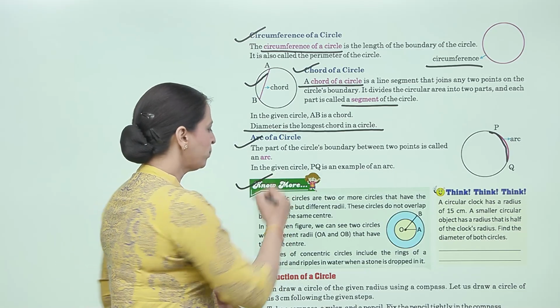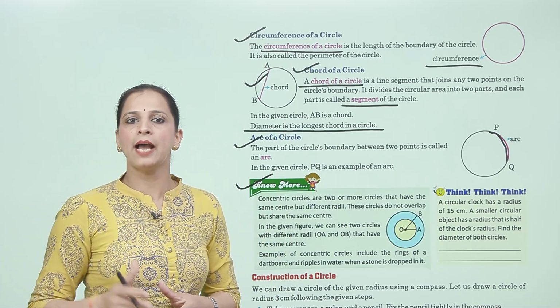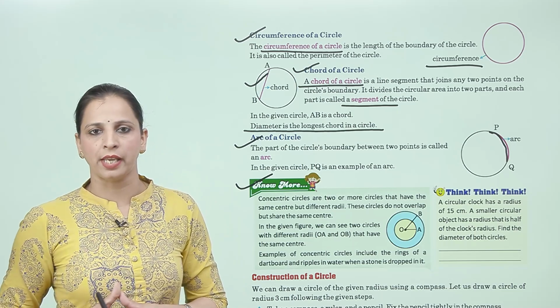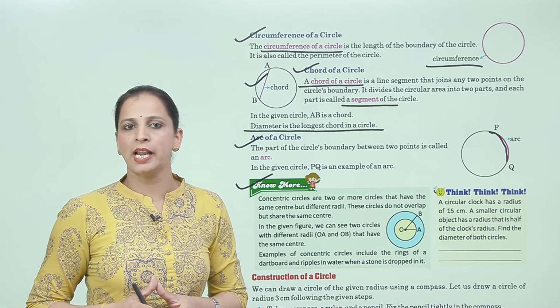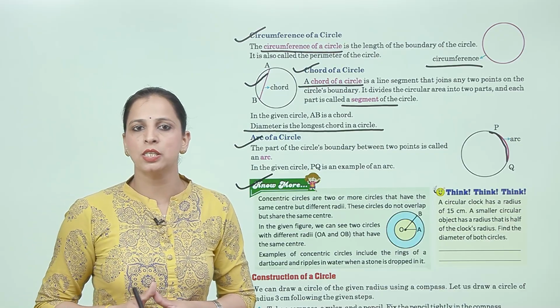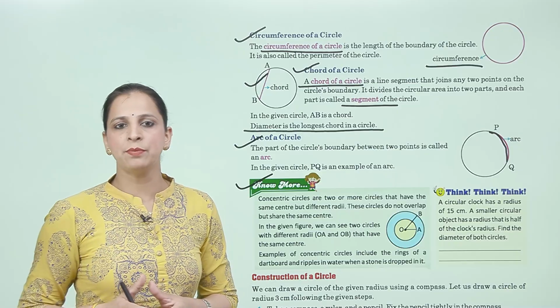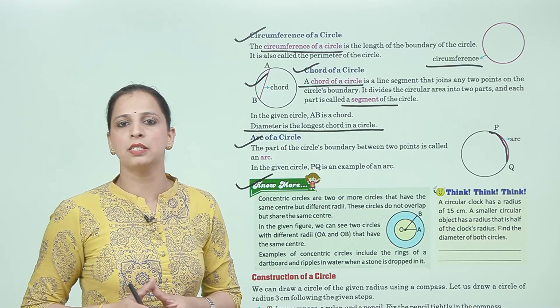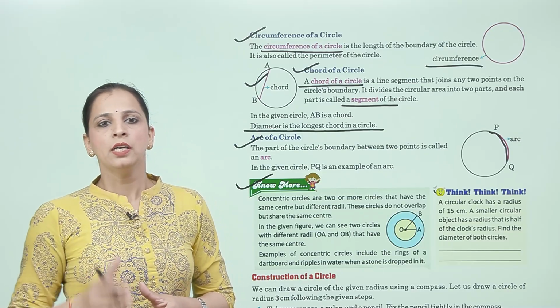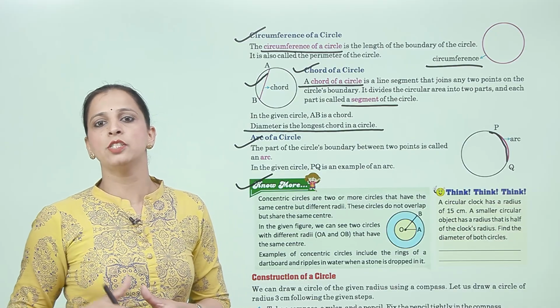Now, next, concentric circles are two or more circles that have the same center but different radii. These circles do not overlap but share the same center. In the given figure, we can see two circles with different radii, OA and OB, that have the same center. Examples of concentric circle include the rings of a dartboard and ripples in water when a stone is dropped in it.